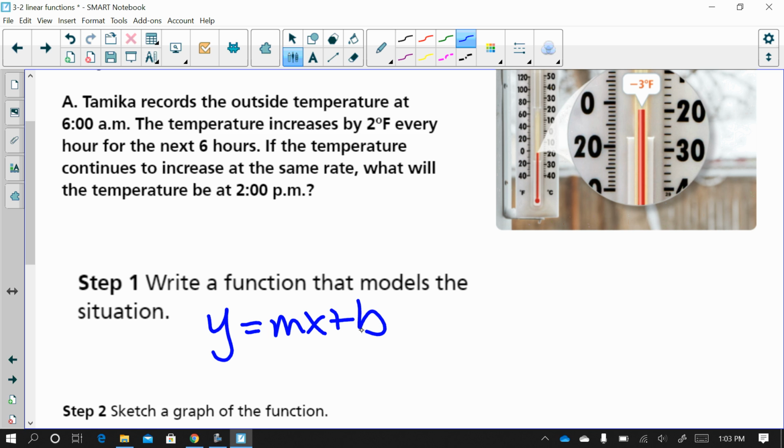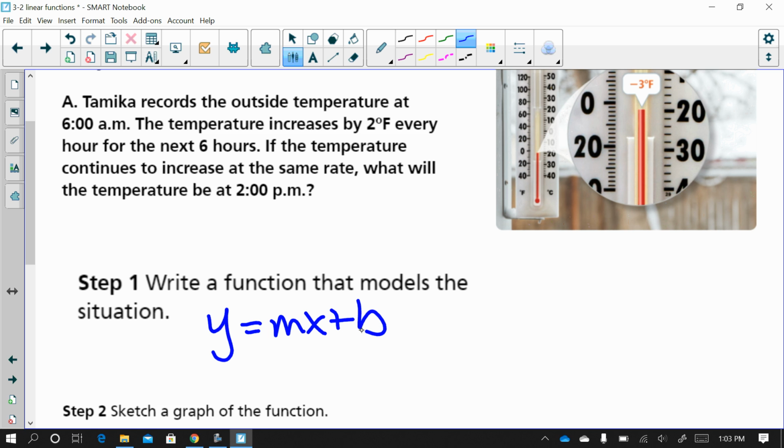Okay, so, does it look like I have a point? No, it does not. So when that happens, you have to ask yourself, do I have the slope and the y-intercept? Do I have the slope and a point? Do I have 2 points?